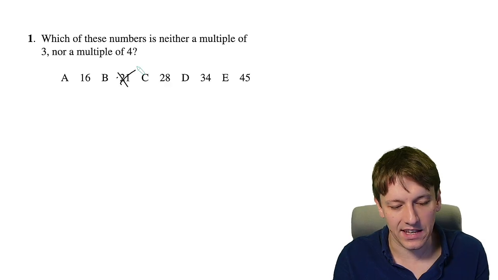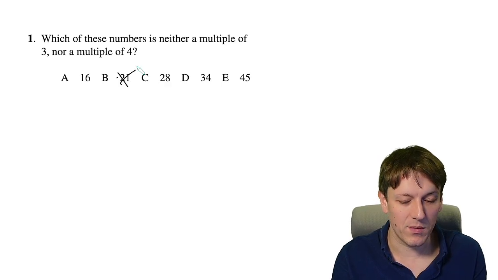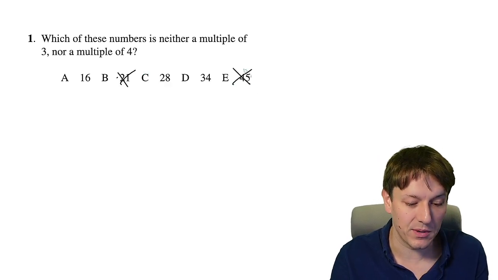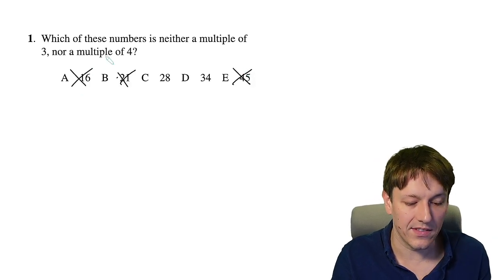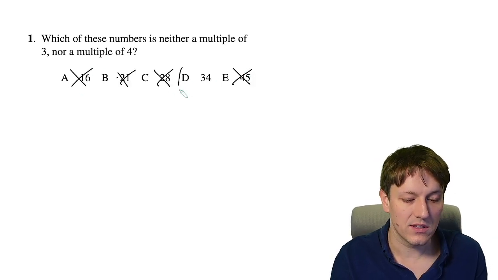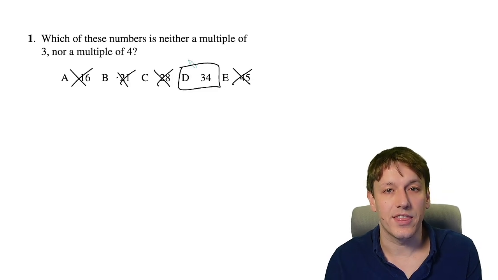2 plus 8 is 10, so that's not. 3 plus 4 is 7, which is not. 4 plus 5 is 9, so that one's a multiple of 3. And we can also see that 16 is 4 times 4, and that 28 is 7 times 4, so the answer to this question is D, 34.